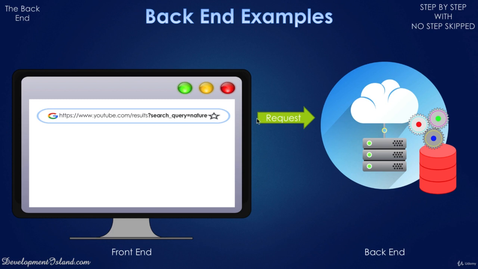Now, once the server receives the request with that URL, then it's going to break down the query, and it's going to communicate with the videos database, looking for all videos with a title containing variants of the keyword nature. So if the title contains nature, then that's going to be included in the results. If it contains a word like natural, for example, then it's also going to be included in the results because natural is a variant of nature.